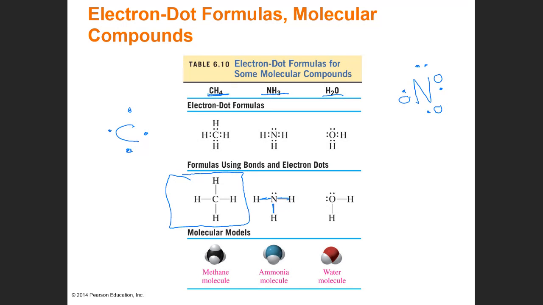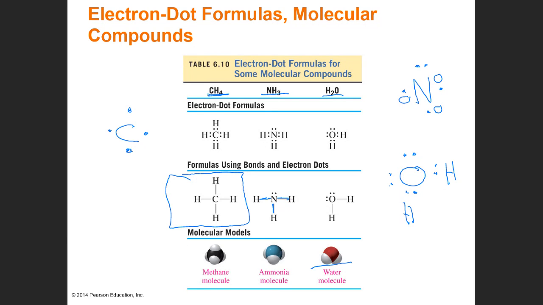And then water comes from oxygen. Oxygen has 6 valence or outermost electrons. It needs 2 to get to 8. So by combining with 2 hydrogen atoms, it becomes stable and forms a water molecule.